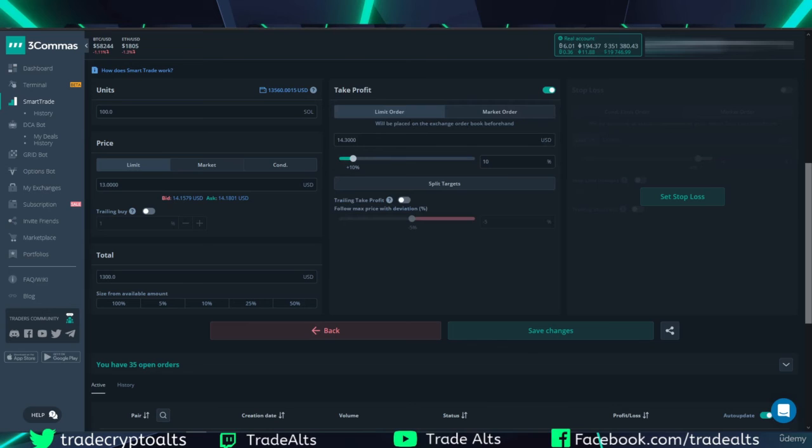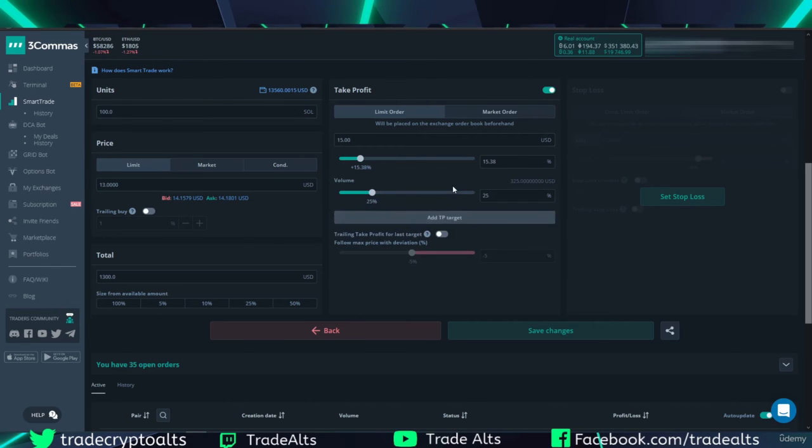Let's say I'm going to use a limit order. If my $13 entry fills, you can automatically set your take profit. So let's say I want to buy at $13 and sell at $15. It tells you that if you were to sell at $15 from your $13 entry, it's a 15.38% gain.